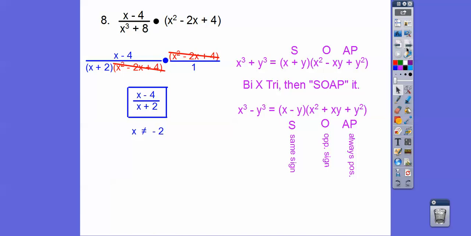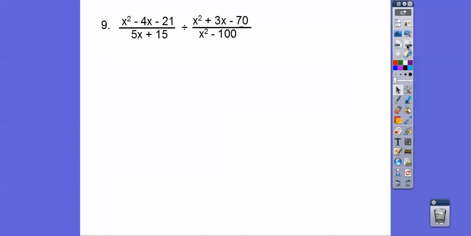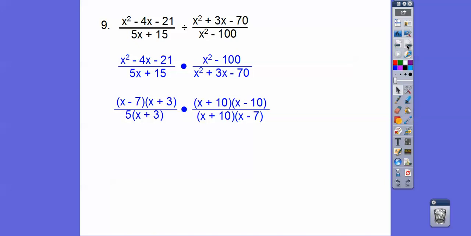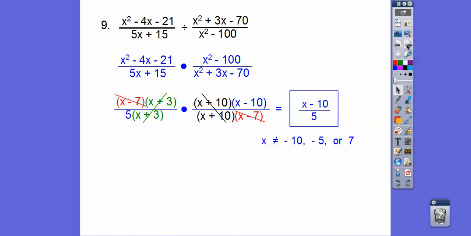Okay, two more. So here let's go ahead and flip it first, keep, change, flip. Okay, and then let's start factoring. So there's everything all factored, and then we can color code them here, and we can see that the x minus 7s will cancel, the x plus 3s will cancel, the x plus 10s will cancel, and we're left with x minus 10 over 5.